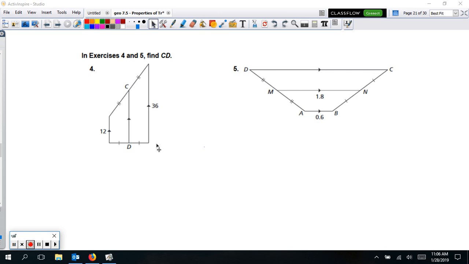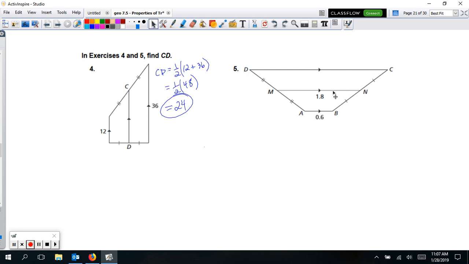Okay, 4 and 5 are the easier ones where it's not on the coordinate plane. It says find CD, and CD in this one is the midsegment. So we're showing the two bases, 12 and 36. We just quickly do the formula, 1/2 times the two bases added together. So we add 12 and 36 together, which gives us 48. So 1/2 of 48, half of 48 would be 24. So that's the answer for this one. CD would be 24.